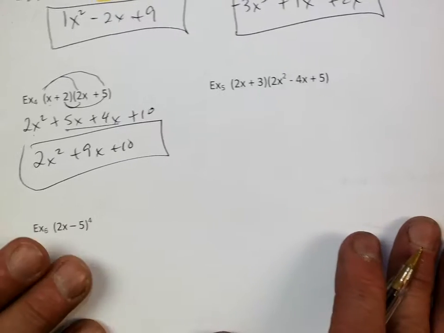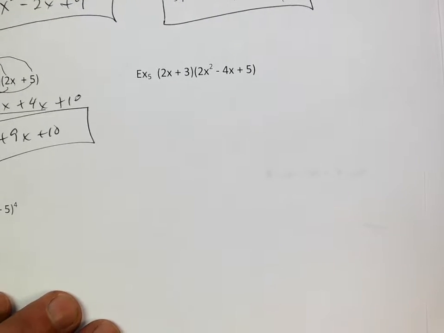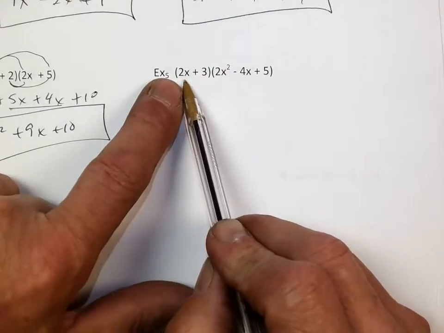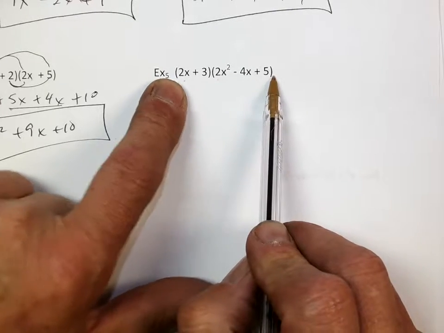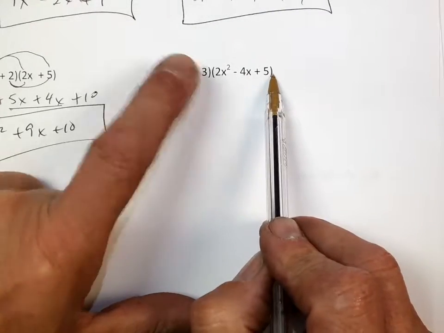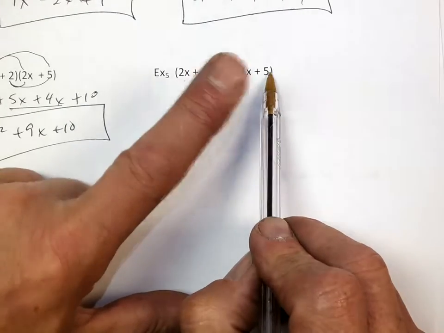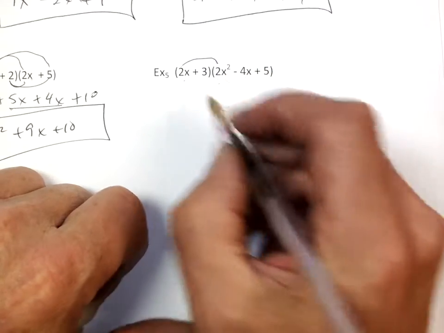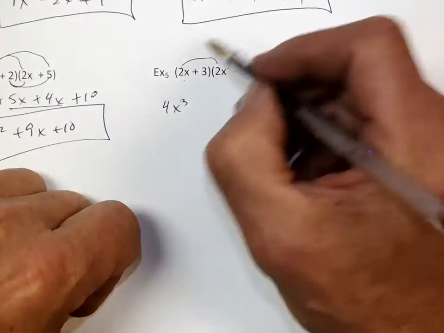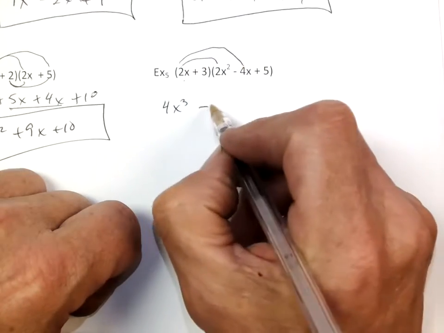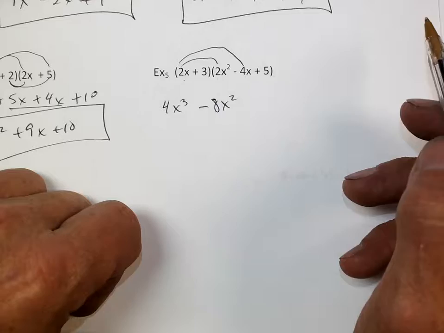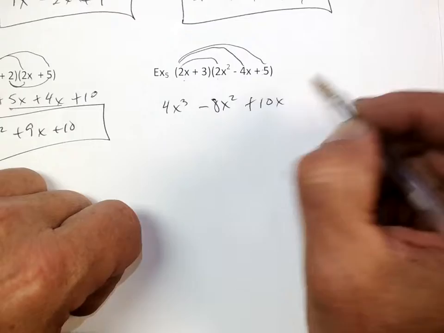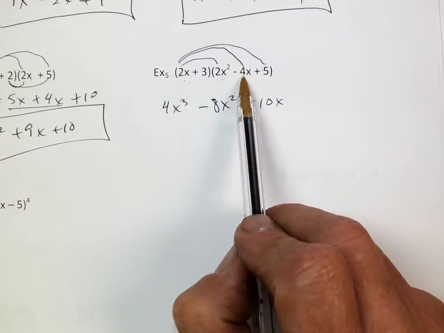Yeah. Okay, now 5 is going to be a FOIL, but it's a bigger FOIL. In fact, I like to call it a double distributor. So I'm going to take the 2x times all 3 of these. Then I'll take the 3 times all 3 of these, okay? So 2x times 2x squared is a 4x to the third. 2x times a 4x is a negative 8x squared. 2x times 5 is a positive 10x. Okay, so I did the 2x times all 3 of these.